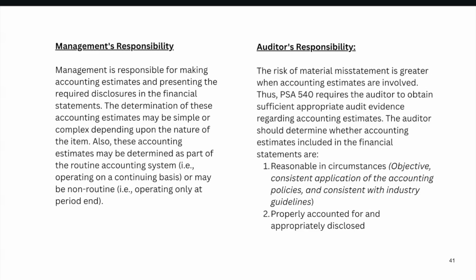The auditor's responsibility: the risk of material misstatement is greater when accounting estimates are involved. Thus, PSA 540 requires the auditor to obtain sufficient appropriate audit evidence regarding accounting estimates. The auditor should determine whether accounting estimates included in the financial statements are, first, reasonable in the circumstances, second, consistent application of the accounting policies and consistent with industry guidelines, and properly accounted for and appropriately disclosed.